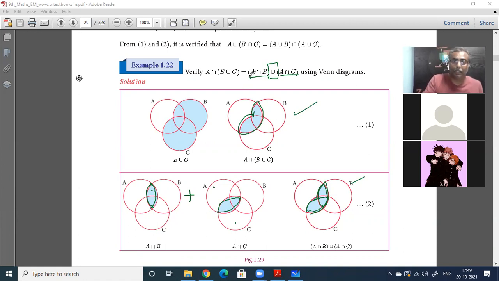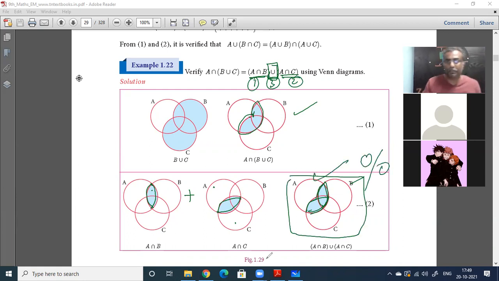When you have A intersection B and A intersection C, then the final union. This is step 1, this is step 2, and this is step 3. You simply cannot put this last diagram and tell that you have proved. Your teacher will put 0 marks. You have to give step 1, step 2, and then step 3.